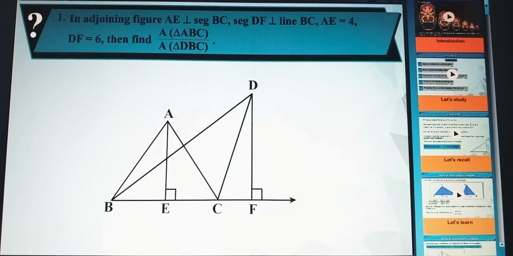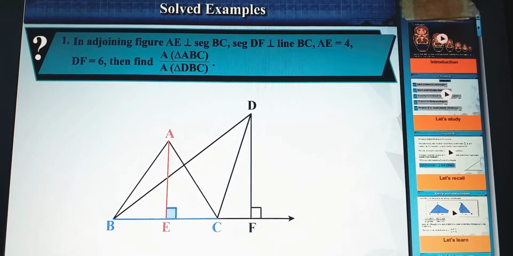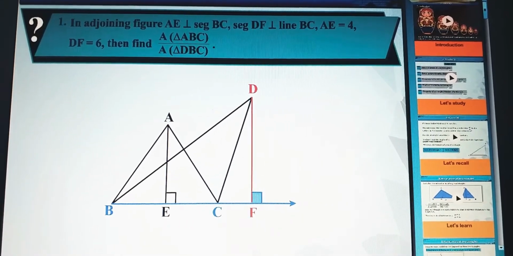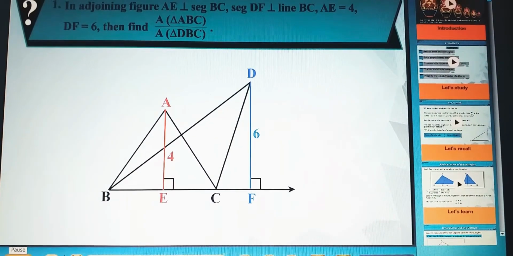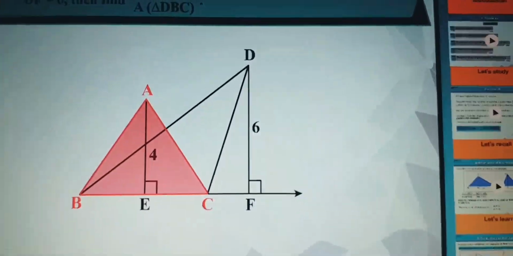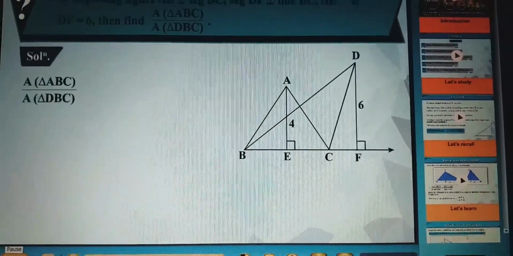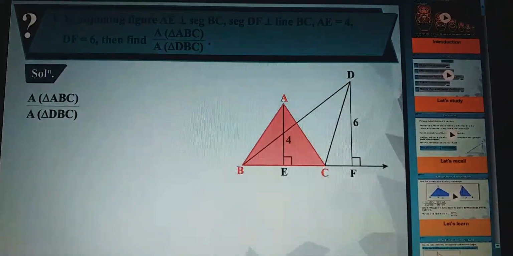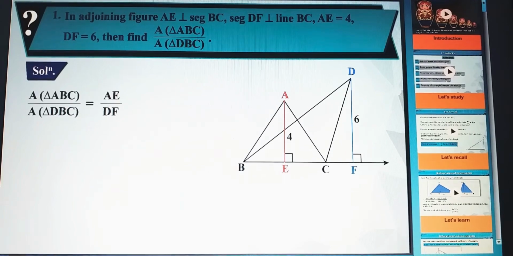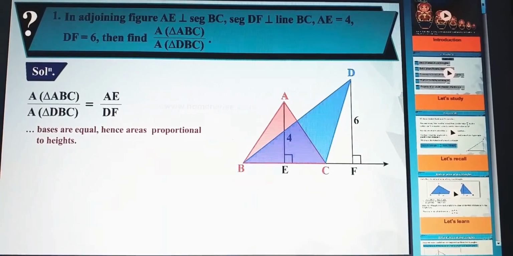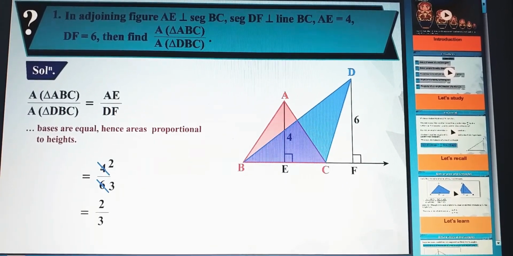Examples. Example 1. In adjoining figure, AE is perpendicular to segment BC. Segment DF is perpendicular to line BC. AE is equal to 4. DF is equal to 6. Then find area of triangle ABC upon area of triangle DBC. Solution. Area of triangle ABC upon area of triangle DBC is equal to AE upon DF. Bases are equal, hence areas proportional to heights, which is equal to 4 upon 6 is equal to 2 upon 3.